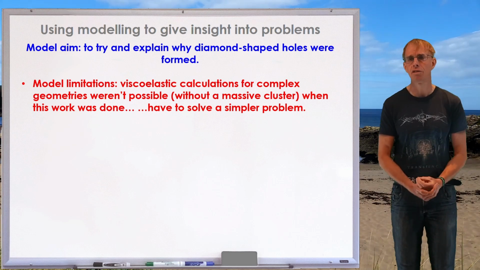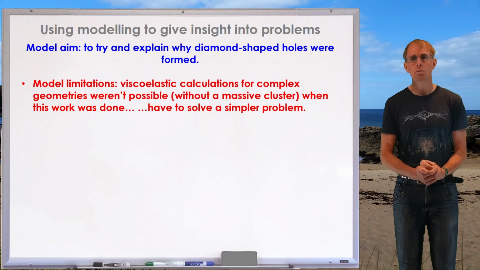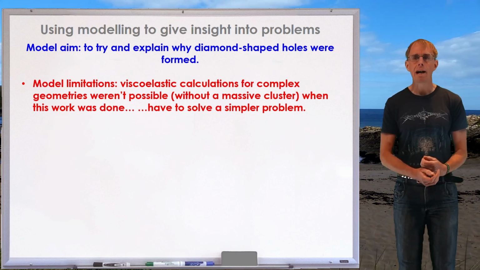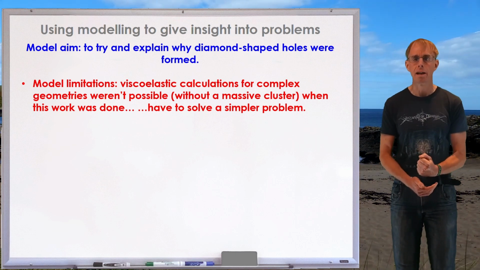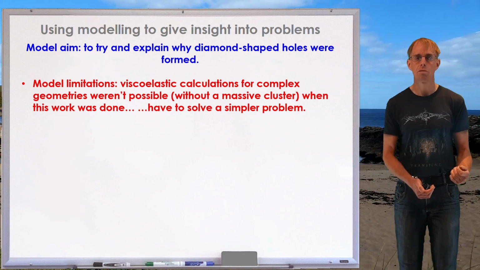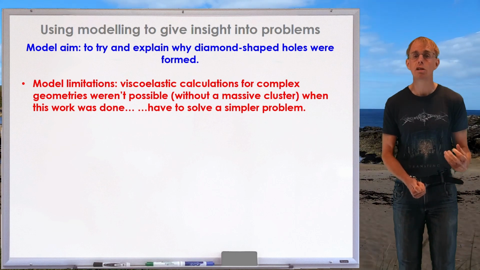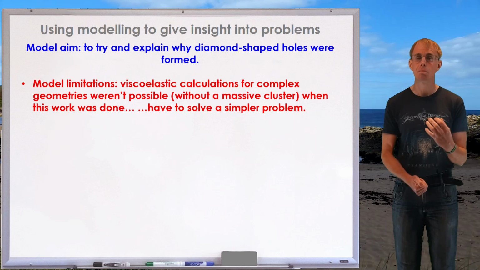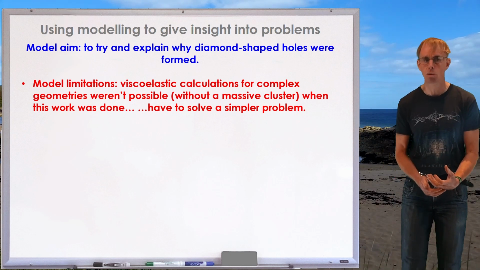We couldn't do a viscoelastic calculation, so let's invert the problem and say, well, how much of this effect can we explain using simpler physics? How much can we explain using a Newtonian model? How much can we explain using a generalised Newtonian model?